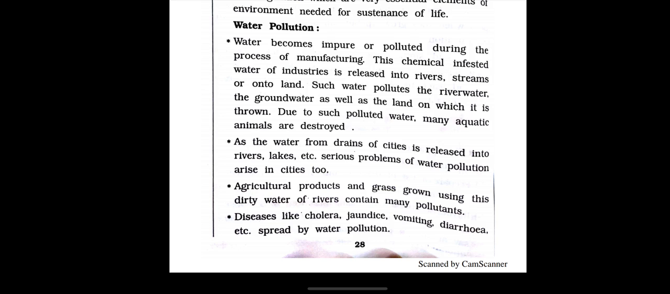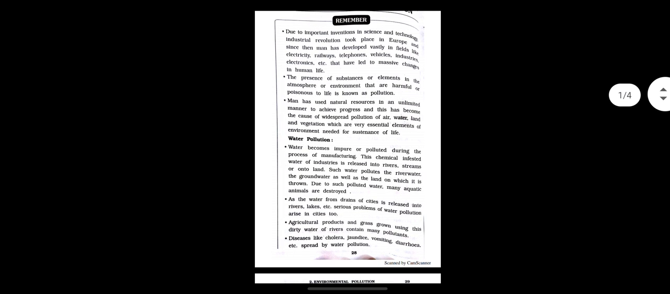Agriculture products and grass grown using this dirty water of rivers contain many pollutants. In agriculture also, the use of this kind of dirty water causes great damage to the crops as well as the vegetation grown in the farm. Diseases like cholera, jaundice, vomiting, diarrhea, etc. spread by water pollution, and this is how water pollution affects humans also. It causes great diseases like jaundice, cholera, vomiting, diarrhea, stomachache, and many other diseases. So this is the detail about water pollution.